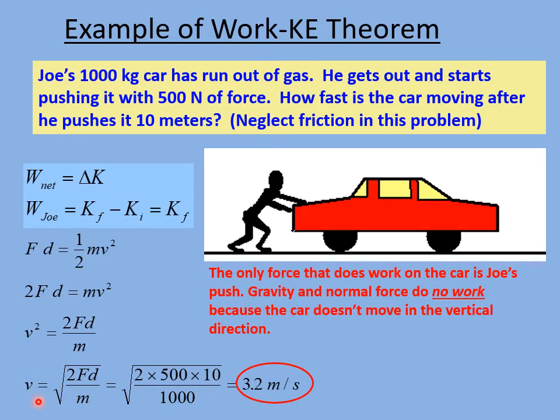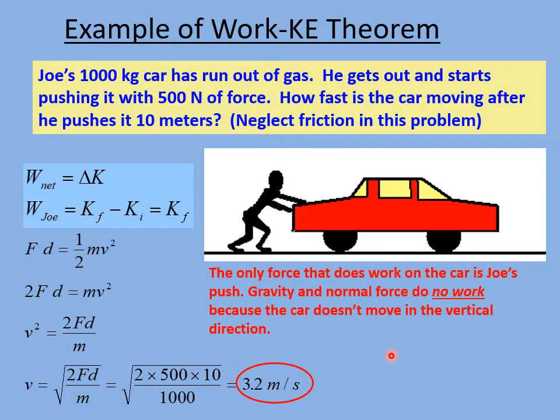So our velocity is equal to the square root of 2 times the force times the distance divided by the mass. Here we can plug in those values. The force was 500 newtons, the distance was 10 meters, and the mass of the car was given as 1,000 kilograms. You have to evaluate this in your calculator, take the square root, and the answer is 3.2 meters per second. That's how fast this car is going after he pushes it 10 meters.